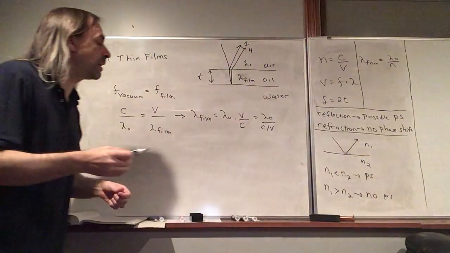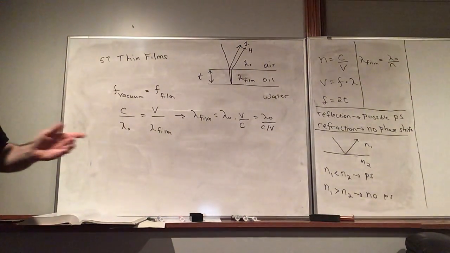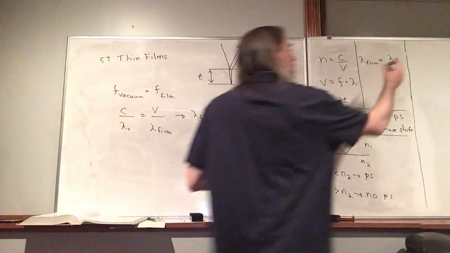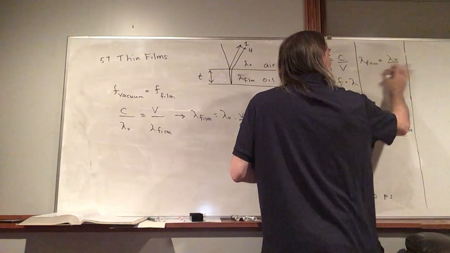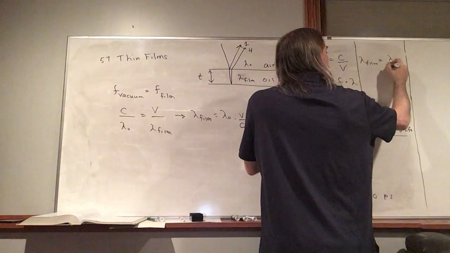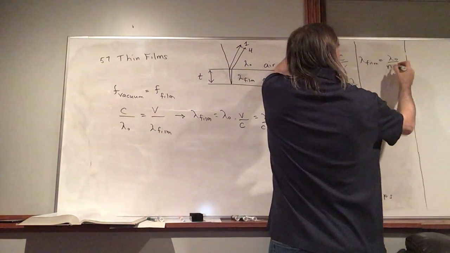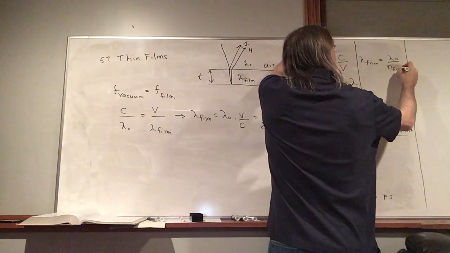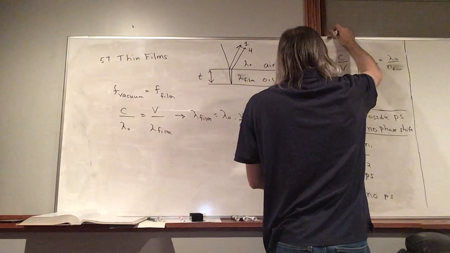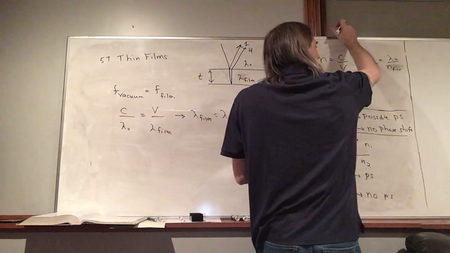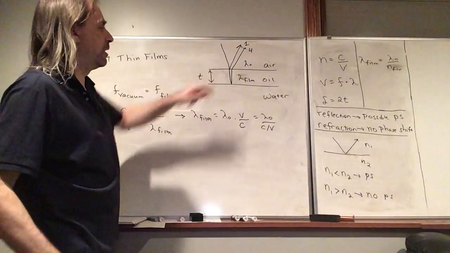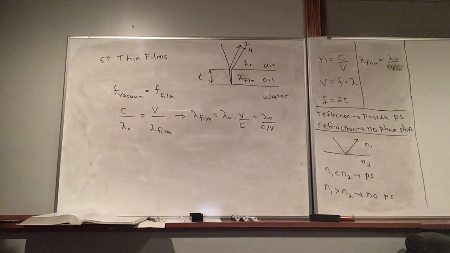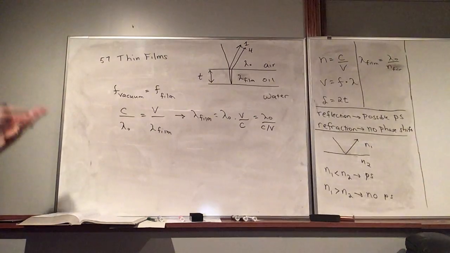Now, the index we're talking about, the n in that formula, is the index of refraction of the film. I didn't write that on the equation sheet, but that's what it is, because we have c over v going on in the film. Okay, so now we've got the background necessary.